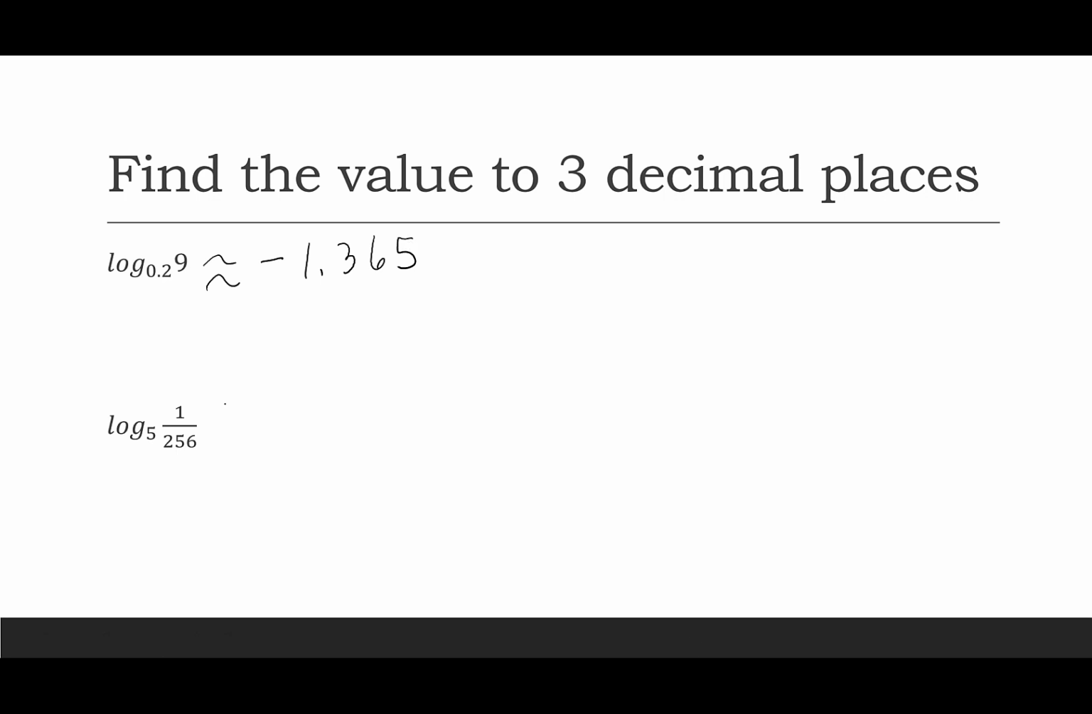Now, one thing that I could do here, just because it's a 1, I could say this is the log base 5 of 1 minus the log base 5 of 256. Log base 5 of 1 is 0 minus the log base 5 of 256. And you would see that I got rid of the fraction, so I don't have to put a fraction in. I could just do negative the log base 5 of 256.